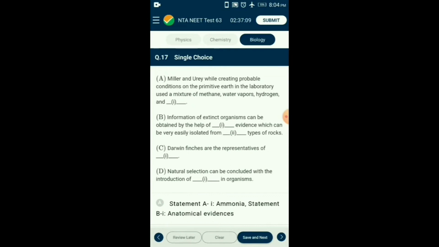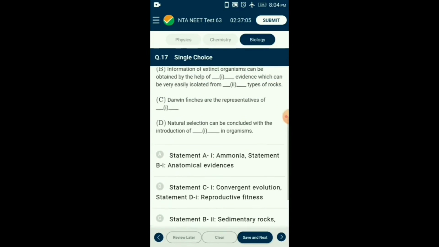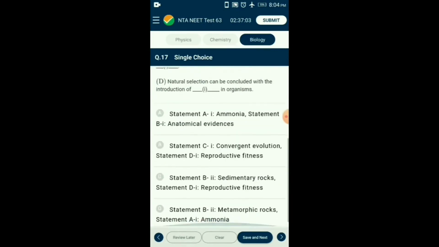So the answer for this question is option C. Statement B, the second one, sedimentary rocks. Statement D, the first one, reproductive fitness.